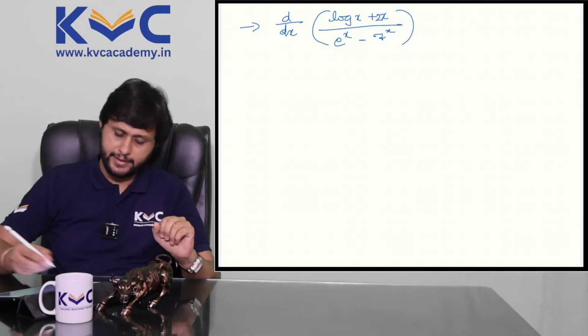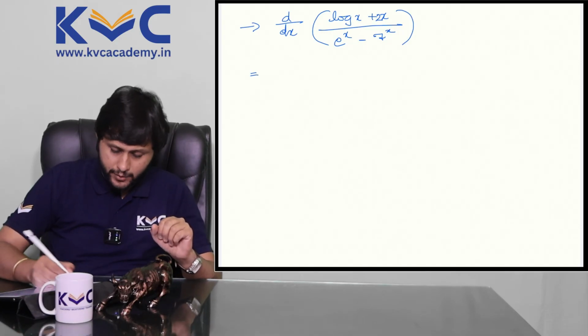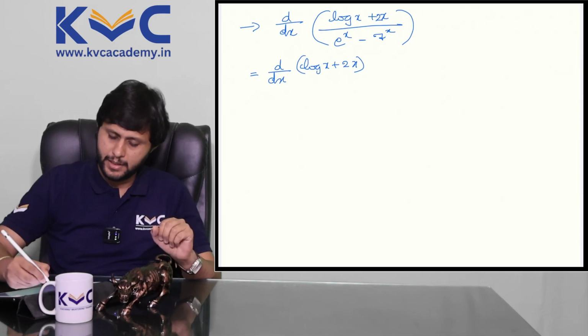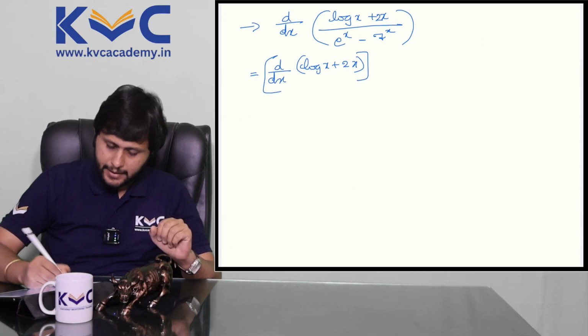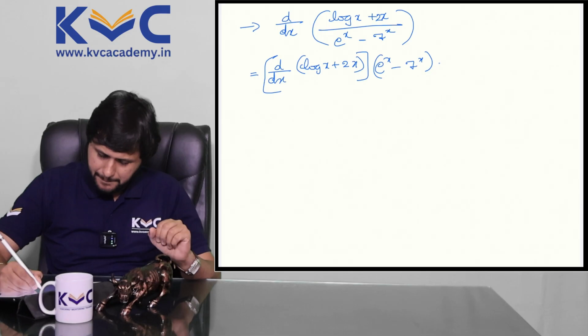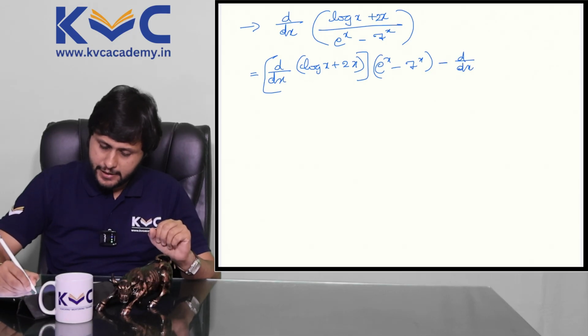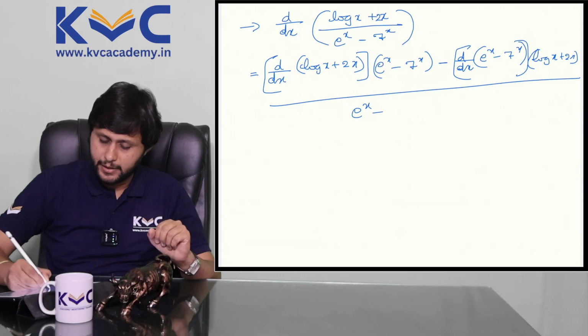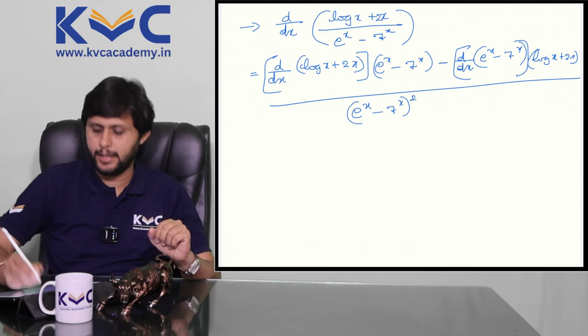We need to differentiate this. I may need more space, so I'm starting from the next line. Okay, so differentiate numerator. I'll write the rule first. This is numerator, the entire thing, into denominator as it is, no change over here, minus, we need to differentiate denominator, numerator as it is, and all divided by denominator square.